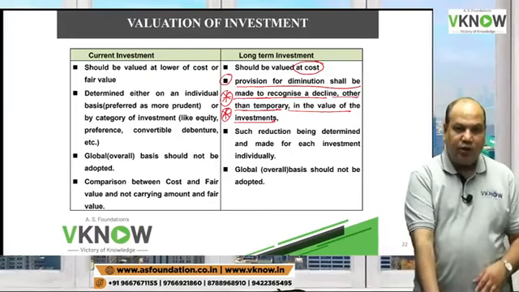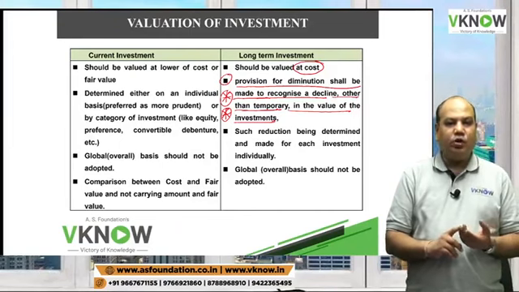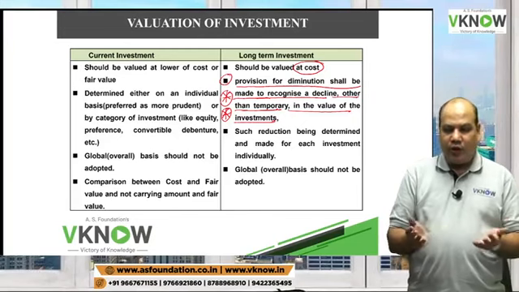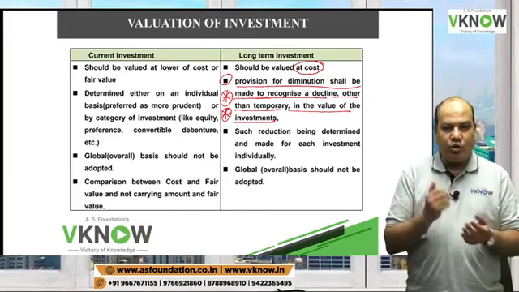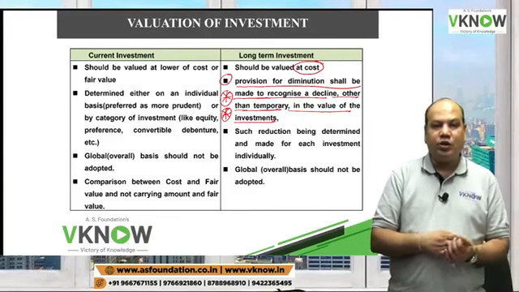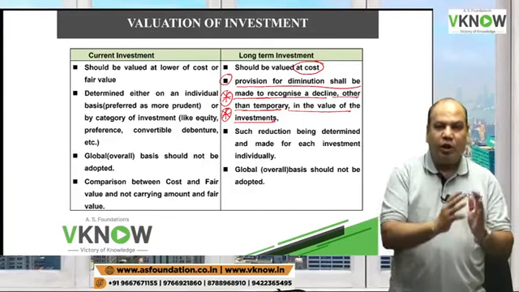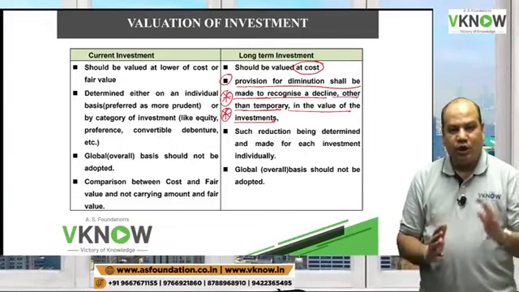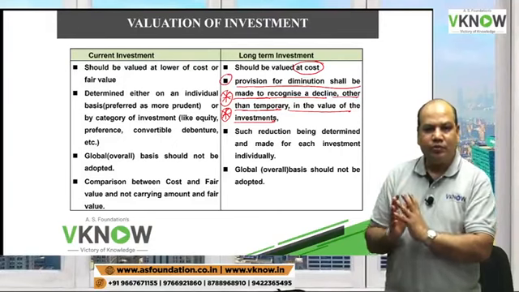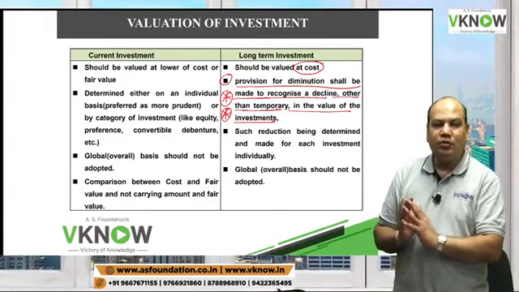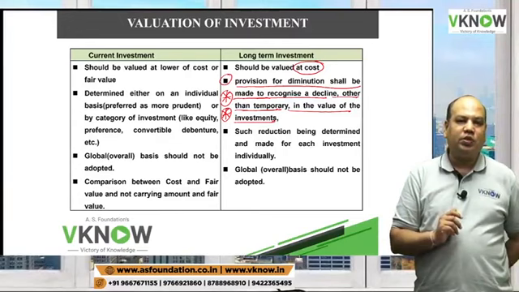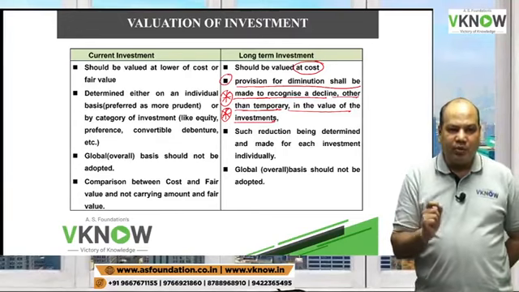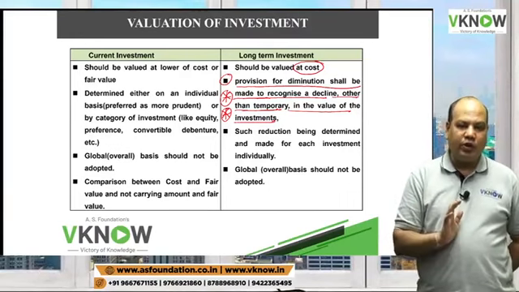The reason is, many students believe that long-term investment will always be carried at cost. That is not true. I said temporary fluctuation can be ignored. But if the decline is other than temporary, if the decline is permanent, it is a long-term decline, then the standard says apply prudence now. Make a provision for permanent decline in the value of investment.